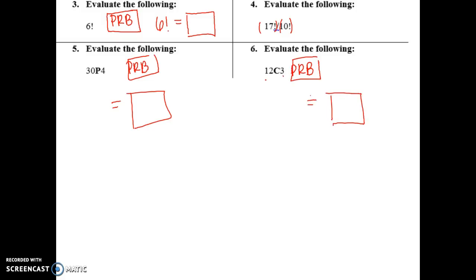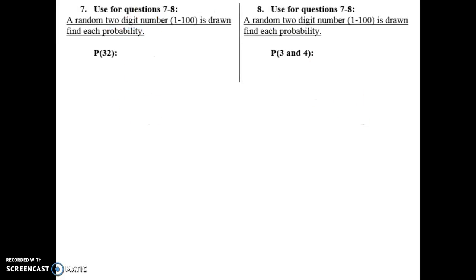Okay, let's move on. A lot of you guys during the quiz are having trouble with these, but these are super simple. It just says a random 2-digit number, 1 out of 100, is drawn. Find each probability. There's only one 32 out of 100. There's no more, so that's it. That's your answer right there. So I want you guys to write down that fraction. And that's all there is to it. There's 132 out of 100. Find me the answer and box it.